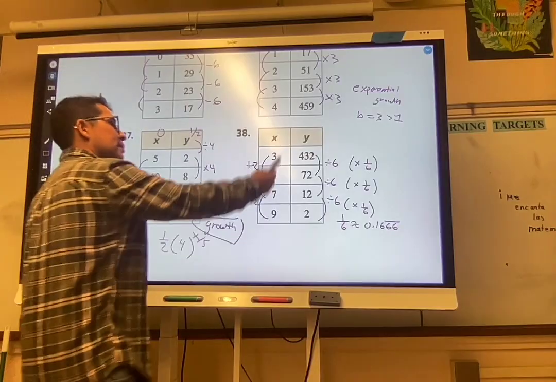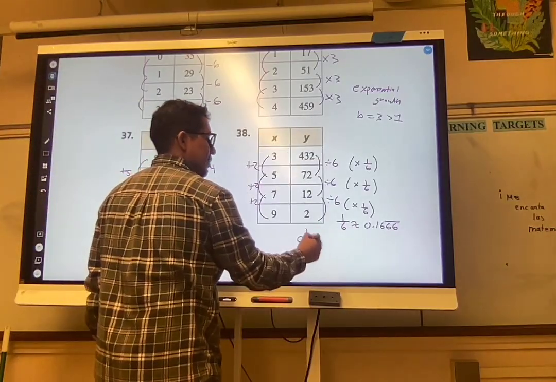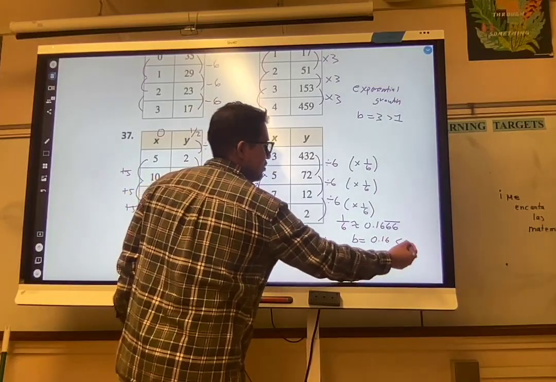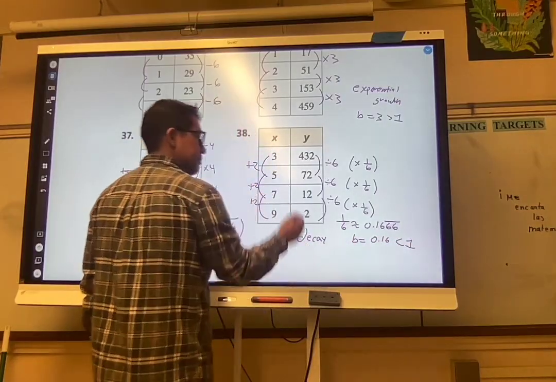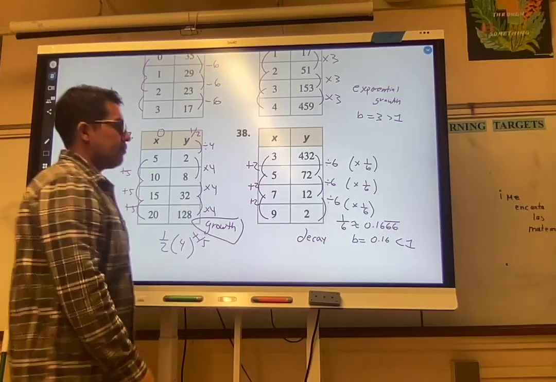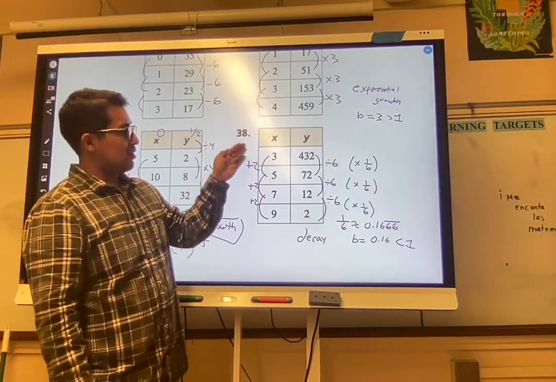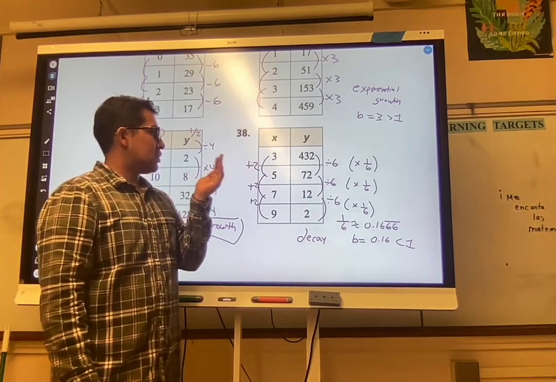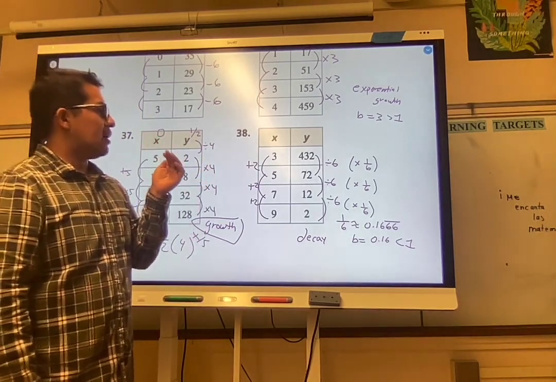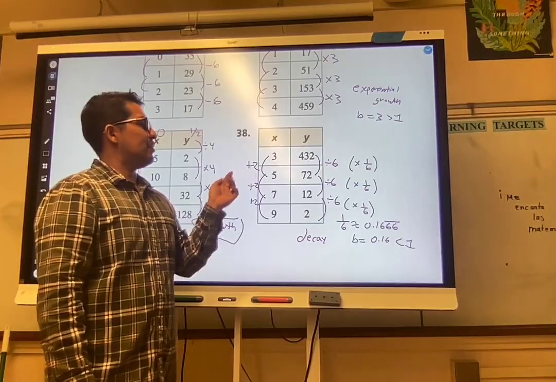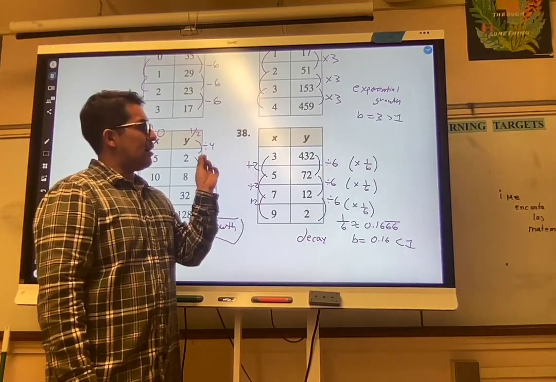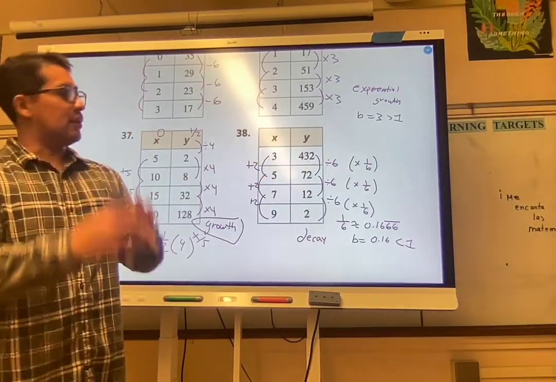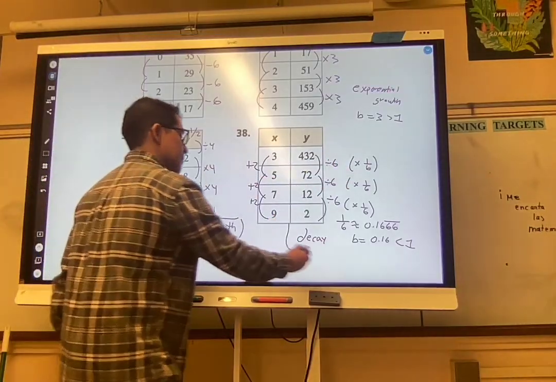So in this case, I would say this is decay, right? The b value is 0.16, that's less than 1, that's how I know. And it's happening every 2 days. So if you had to think of a word problem that started off with this, maybe we could say, I took some medicine on a certain day, and then every 2 days, the amount of medicine remaining in my bloodstream is decreased by a factor of 6, right? It's decreasing, okay? But this is decay.